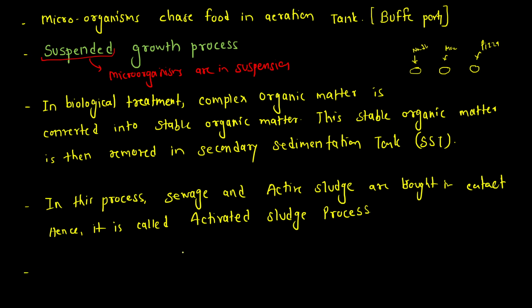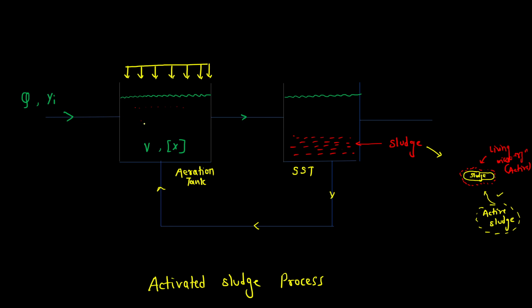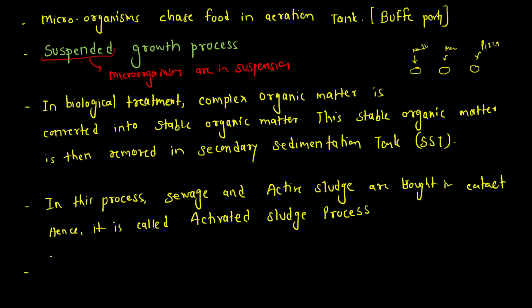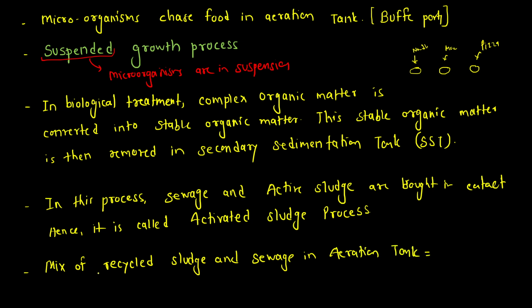Okay. Now, see, sewage is present in the aeration tank initially. Sludge is produced, or we can say sludge is settled, in the secondary sedimentation tank. When we recycle a certain amount of sludge back into the aeration tank, this mixture of sewage and sludge is called mixed liquor. So write down: the mix of recycled sludge and sewage in the aeration tank is called mixed liquor.